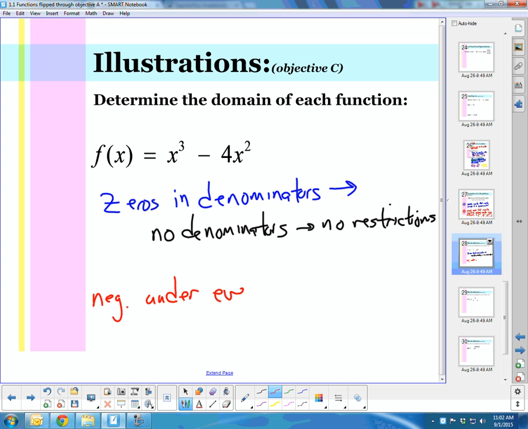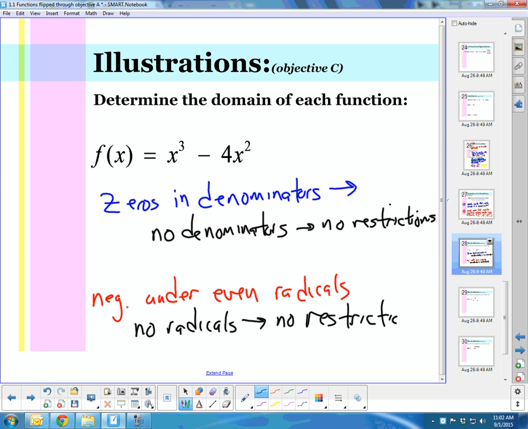The second thing I have to work on is negatives under even radicals. Well, like for our denominators, we don't have any radicals. We have powers, but we don't have any root symbols. So no radicals means no restrictions, which means we can use any real number that we want for x. They're all fine. They're all perfect.